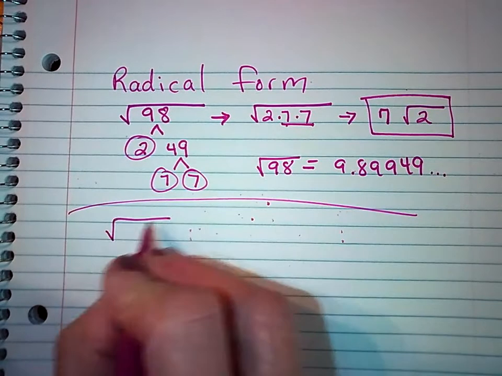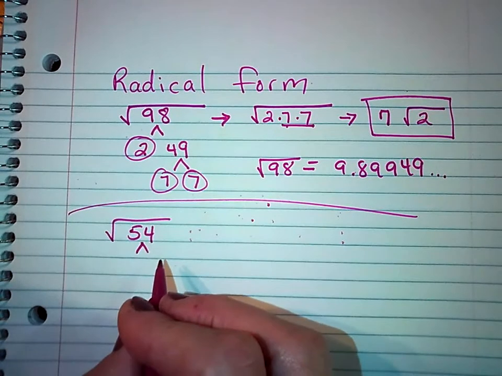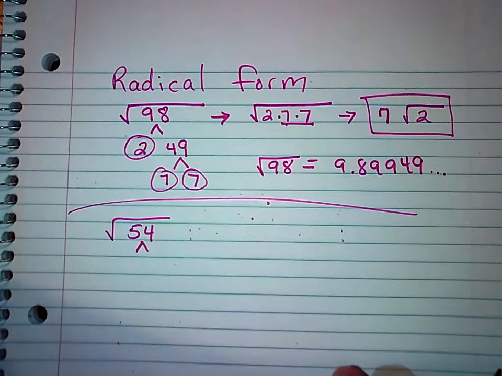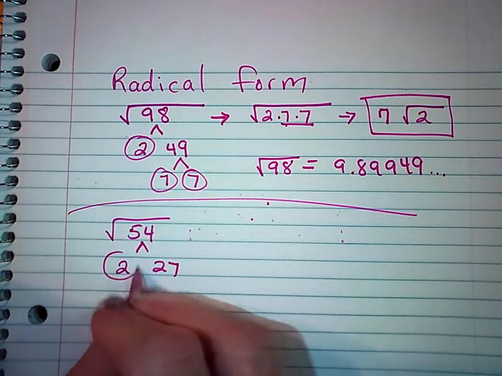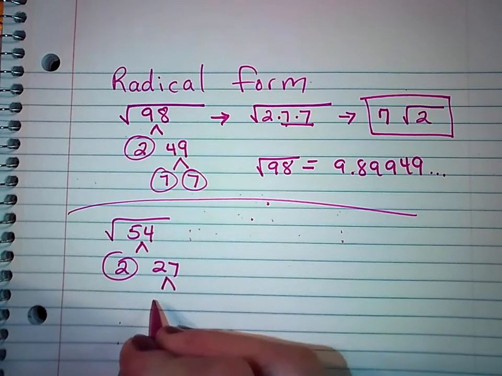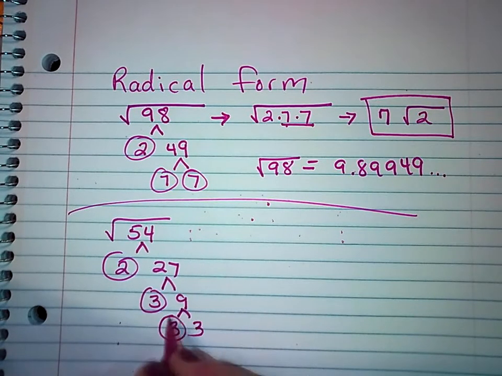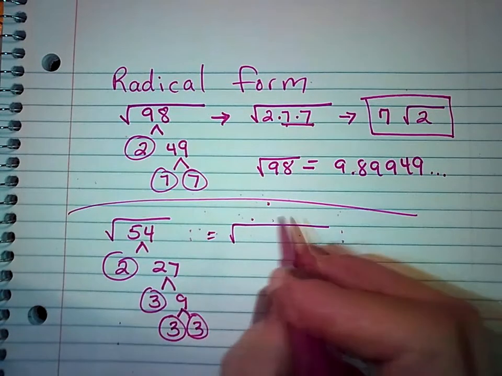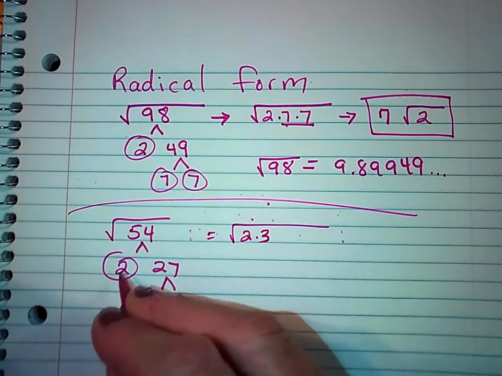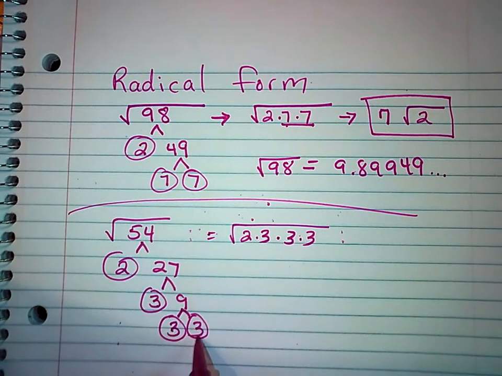If I have the square root of 54, I'm going to do my factor tree. The factors, and it doesn't matter which factors you pick as long as you get it down to its primes. So I know that 2 and 27, 2 is prime. 27 is a 3 and a 9, 3 is prime. And then a 9 is a 3 and a 3, and both of those are prime. So I put it back inside the radical, and I know I get 2 times 3 times 3 times 3. And I'm getting my 2, my 3, my 3, my 3.